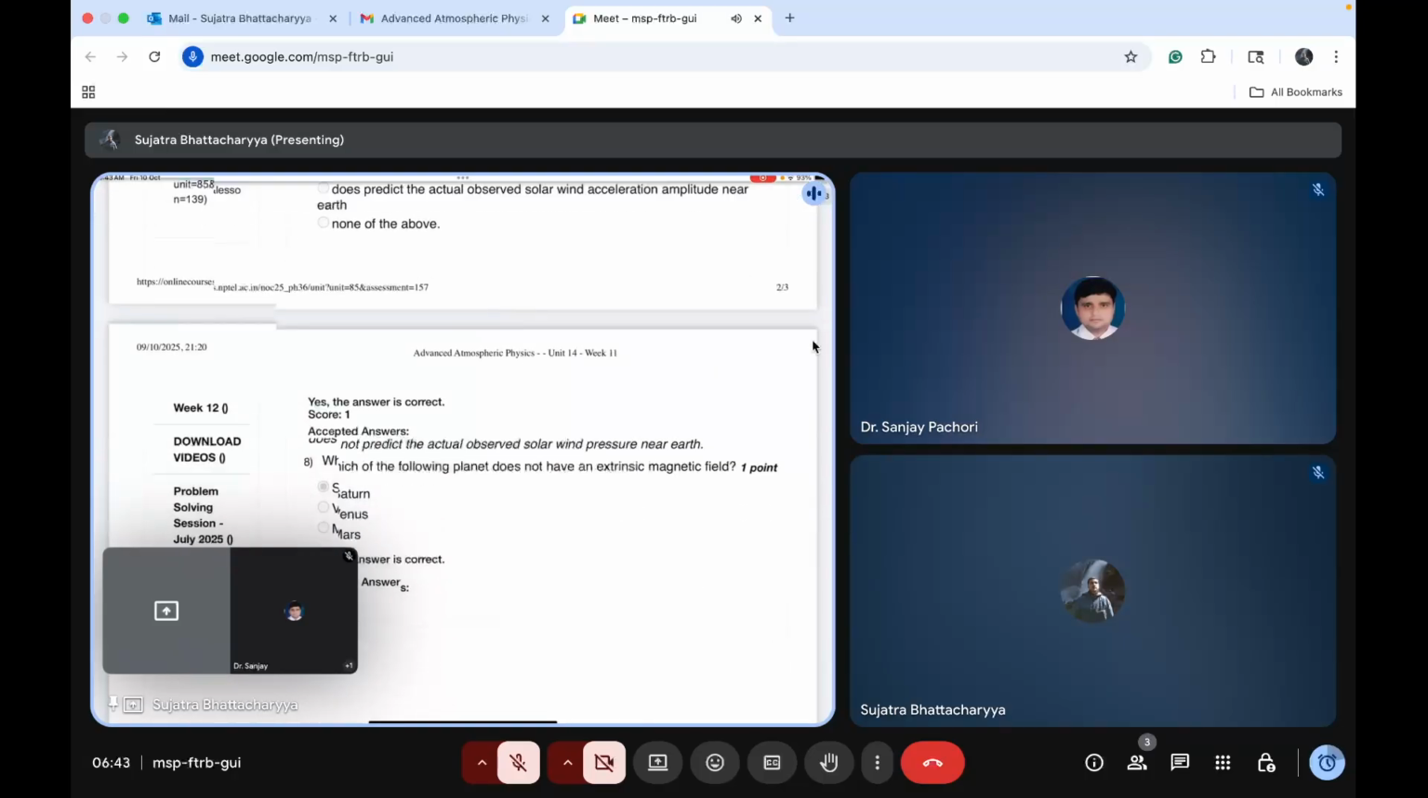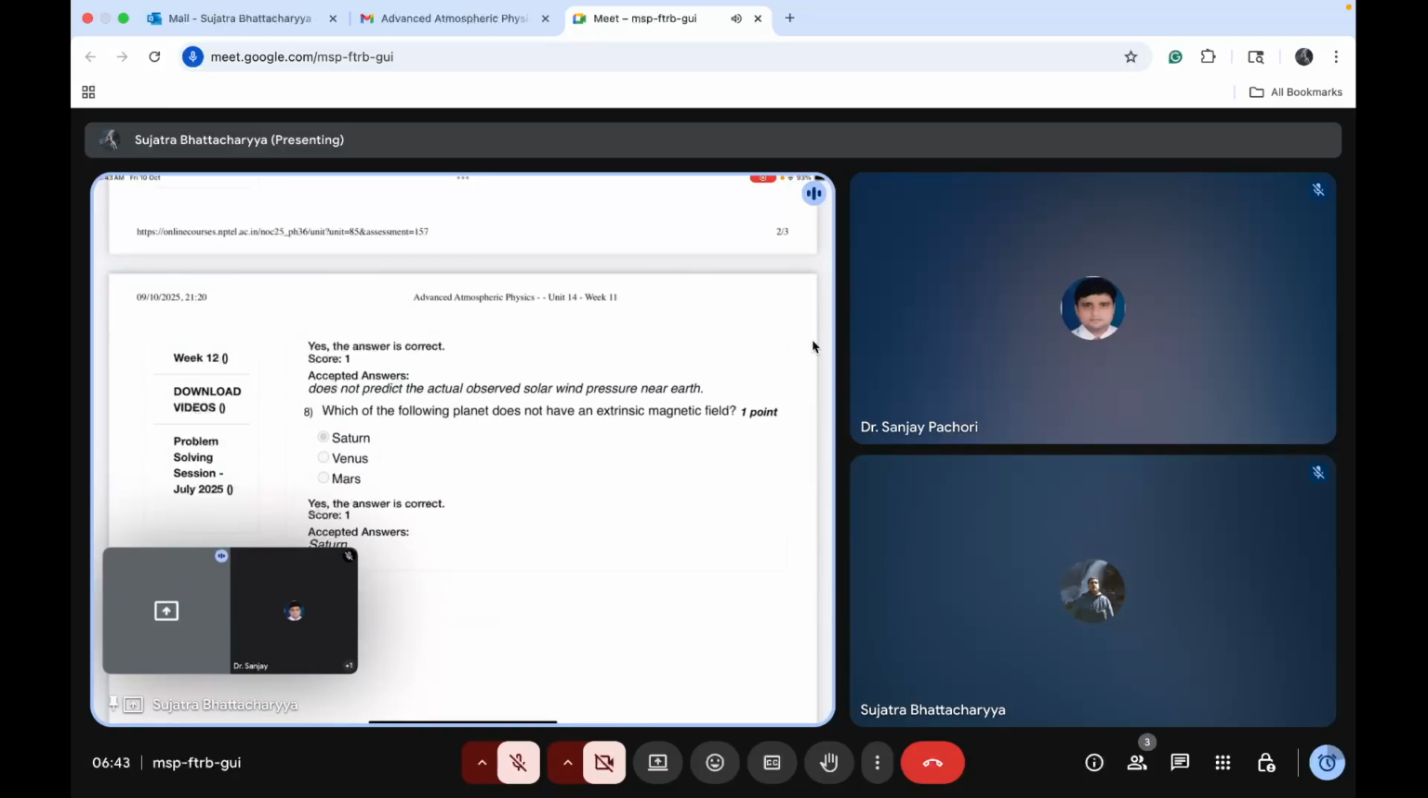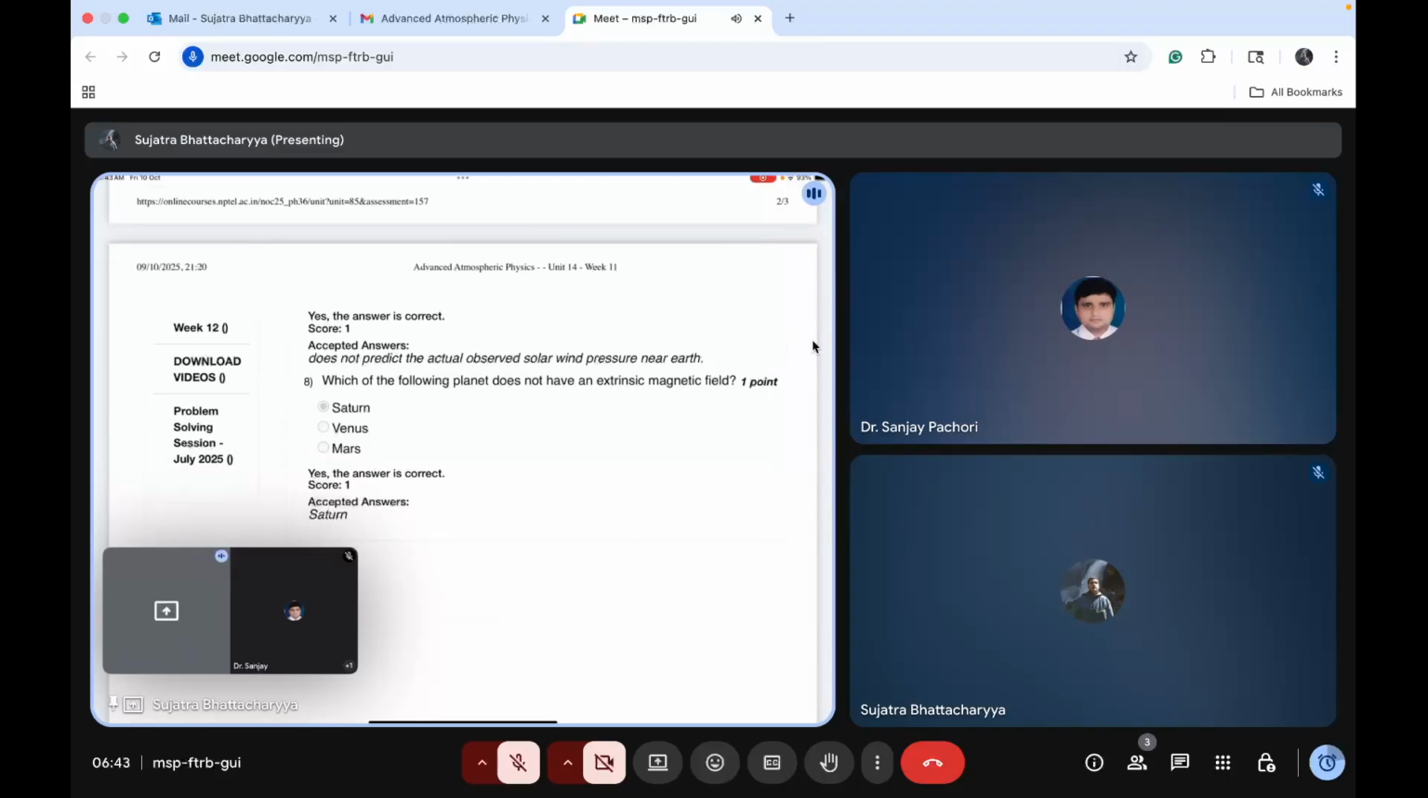This is the last one, in which I made a mistake in the last session. Saturn does not have an extrinsic magnetic field; it has its own magnetic field. Venus and Mars do not have an intrinsic magnetic field, so theirs are actually extrinsic. But Saturn is an Earth type magnetic field. Just a clarification. These are a couple of things. I will not go into much detail of these questions; they are based on whatever has been covered.